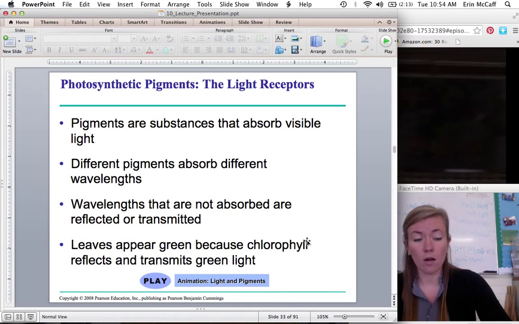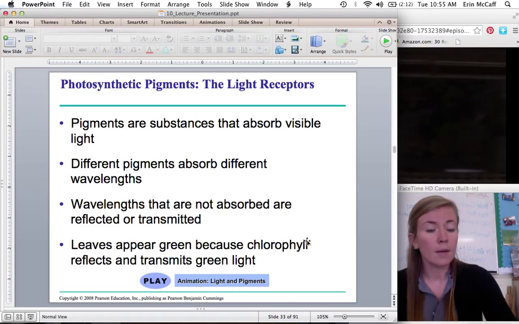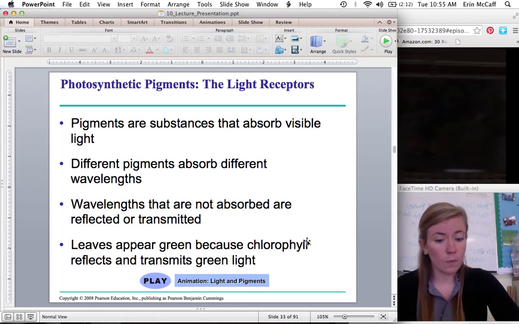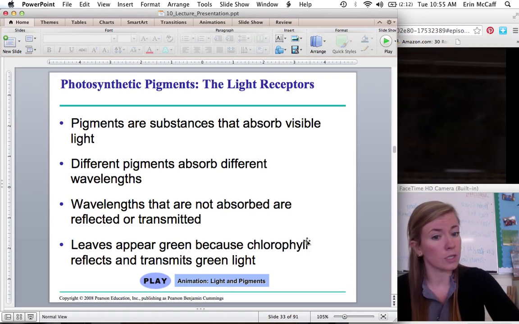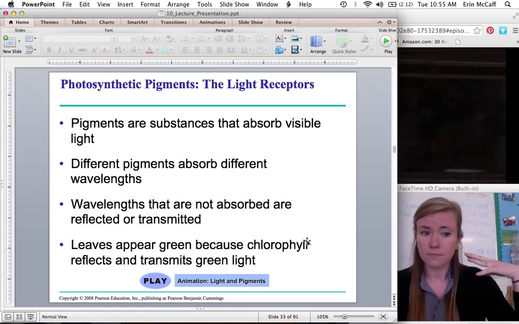So we have these things called pigments. Pigments are in your skin, they're in your clothes, they're in everything. But chloroplasts have green pigment in them that absorb the light energy at different wavelengths. If the wavelengths are not absorbed, they're either going to be transmitted, which means they go right through, or they're going to be reflected.